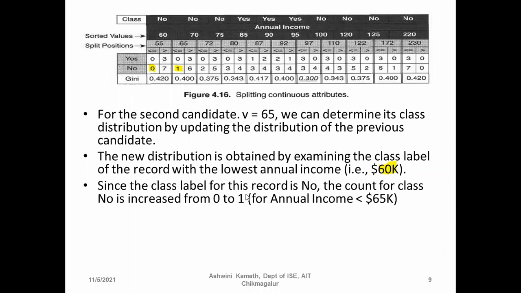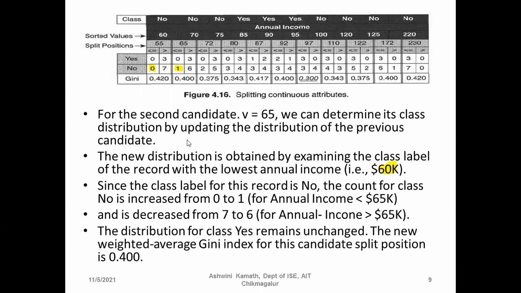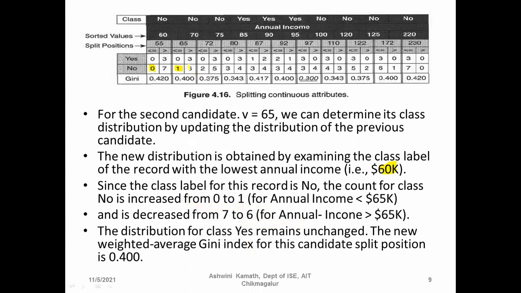For the annual income less than 65K, 60K is less than 65K, right? Then the count is decreased from 7 to 6 for annual income greater than 65K. For greater than 55K, we had 7. Now it is decreased to 6 for greater than 65K. The distribution for class yes remains unchanged, so it is 3 only. Previously it was 3, and now also it is 3.